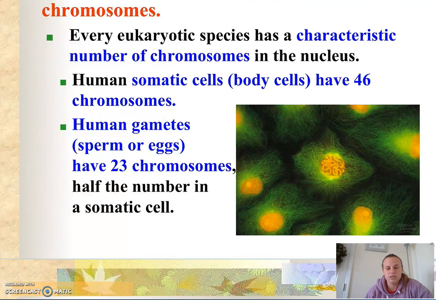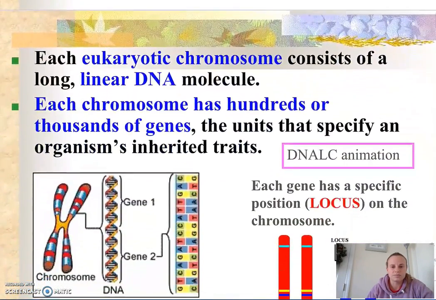As far as humans go, our somatic cells or body cells have 46 chromosomes, whereas our gametes, or sperm or egg cells, only have 23 chromosomes, half the number of the chromosomes in the somatic cells, which makes sense so that when the egg and the sperm join in fertilization, now that cell has the full set, 46 chromosomes.